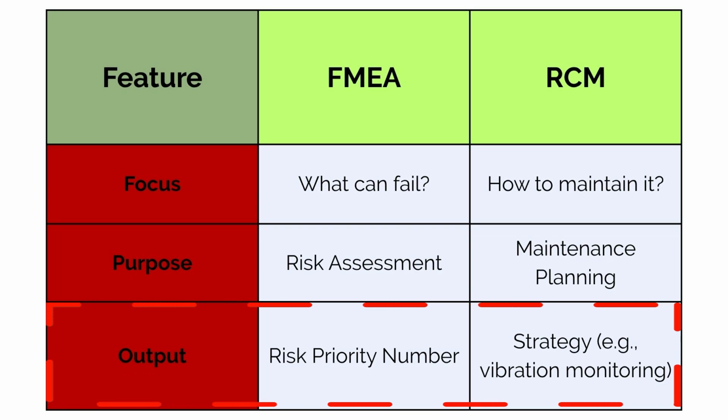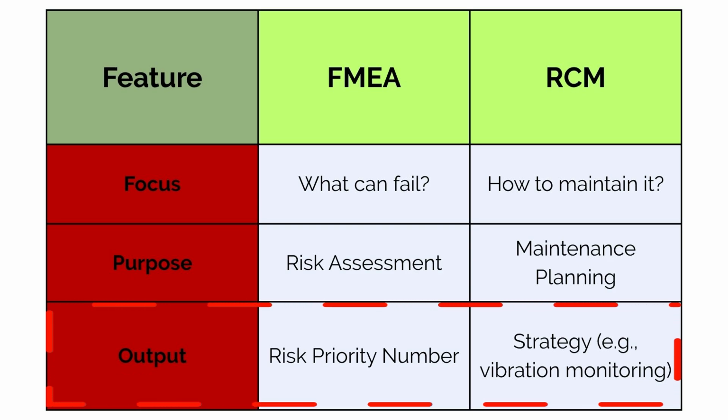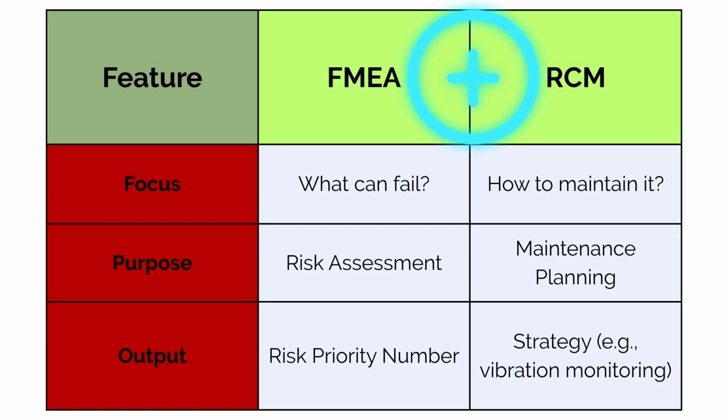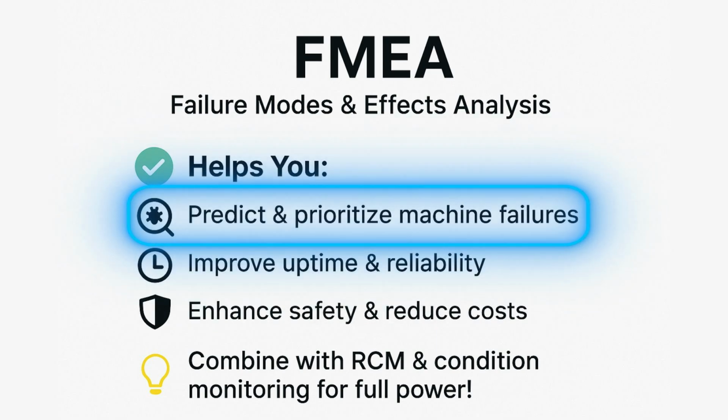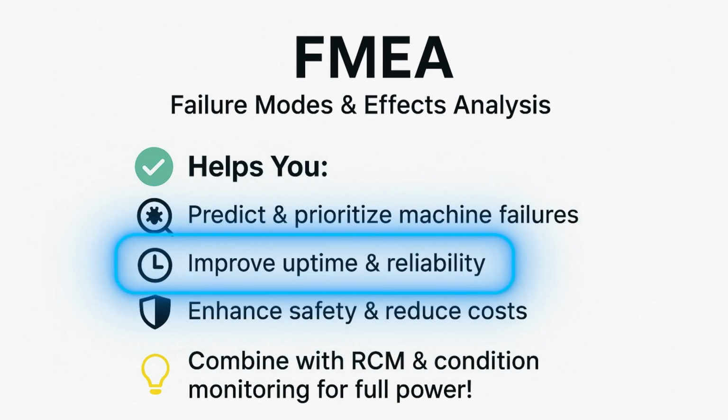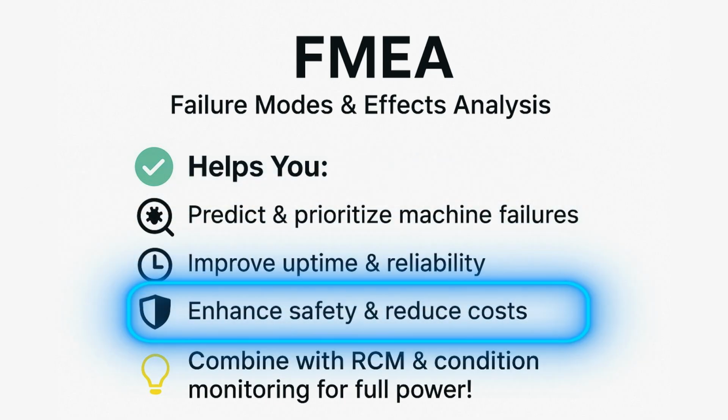Both of these strategies work together. Once we have the combination of RCM and FMEA, definitely it will be a wonder. So let's wrap up all the things we have learned in this video. FMEA helps us to predict and prioritize machine failures. It is very simple, powerful, and anyone in maintenance or reliability can start using it. And third, when you combine it with strategies like RCM or condition monitoring, you can avoid breakdowns, plan the maintenance, improve the machine life and improve safety at your site.